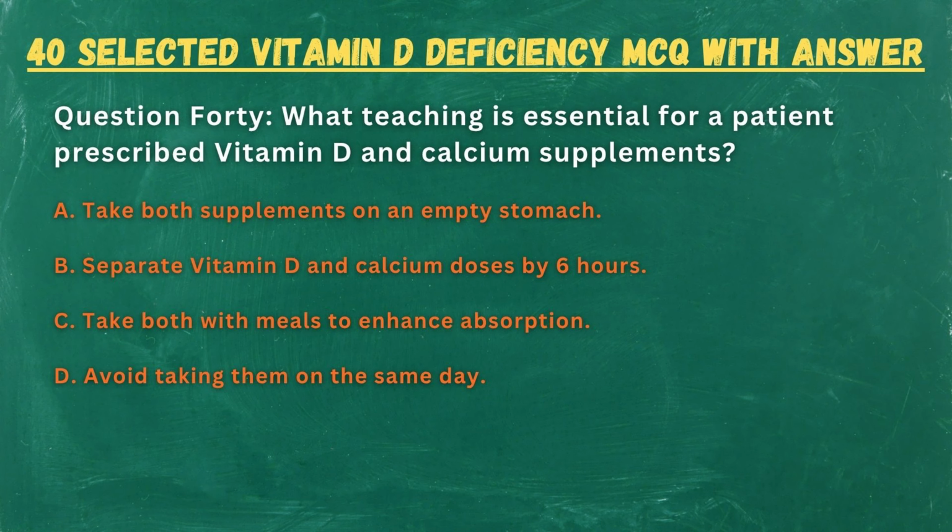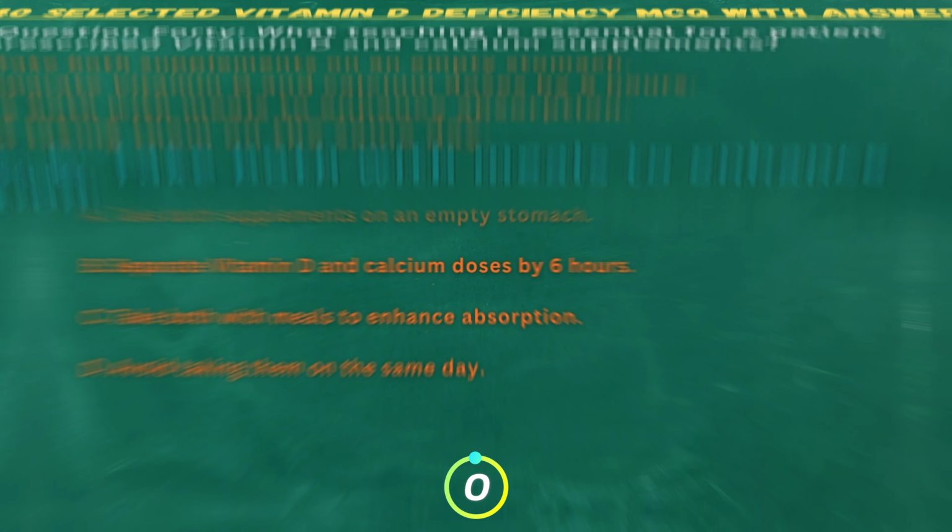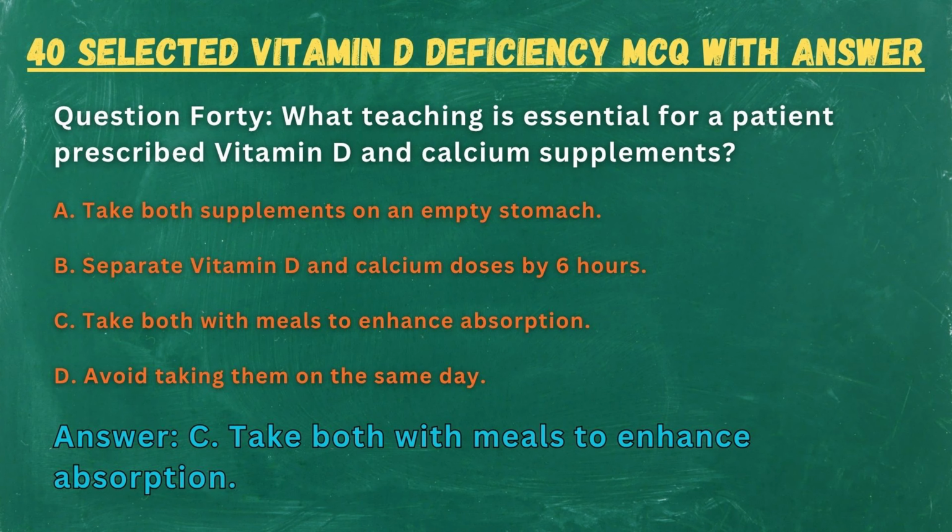Question 40. What teaching is essential for a patient prescribed vitamin D and calcium supplements? A. Take both supplements on an empty stomach. B. Separate vitamin D and calcium doses by 6 hours. C. Take both with meals to enhance absorption. D. Avoid taking them on the same day. Answer: C. Take both with meals to enhance absorption.